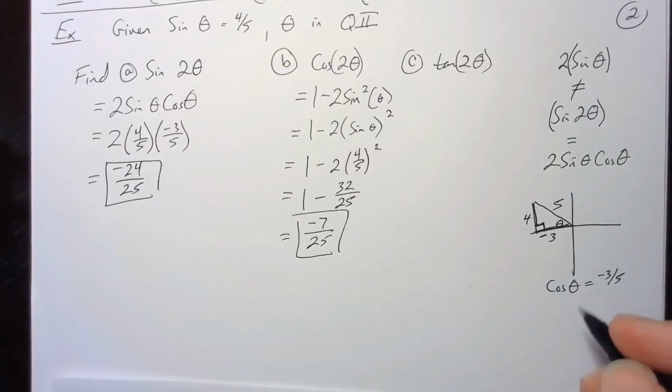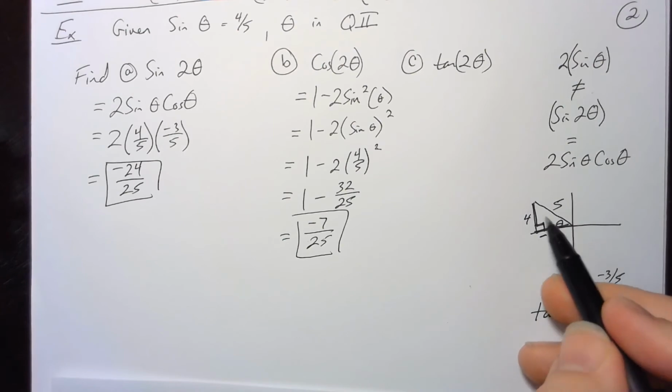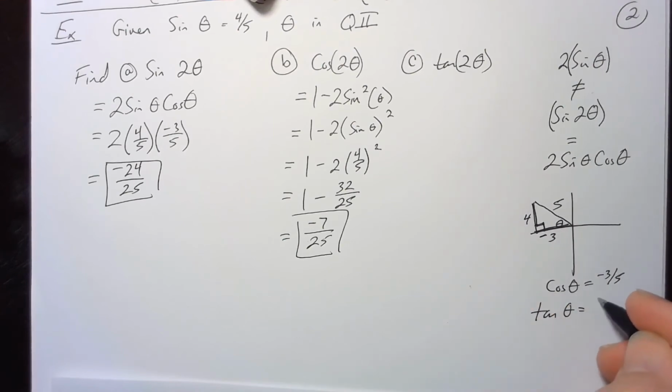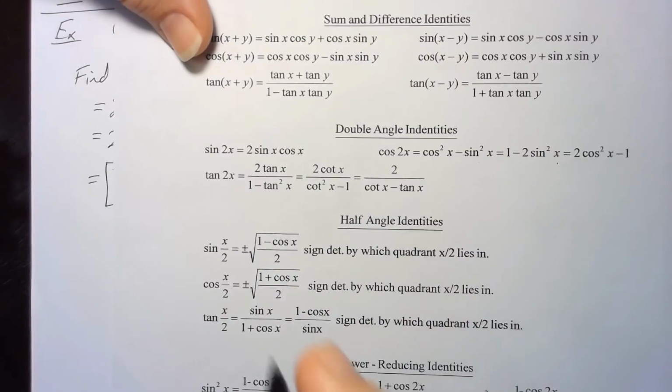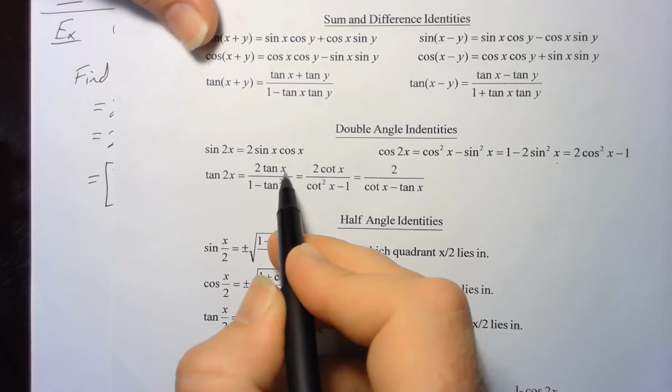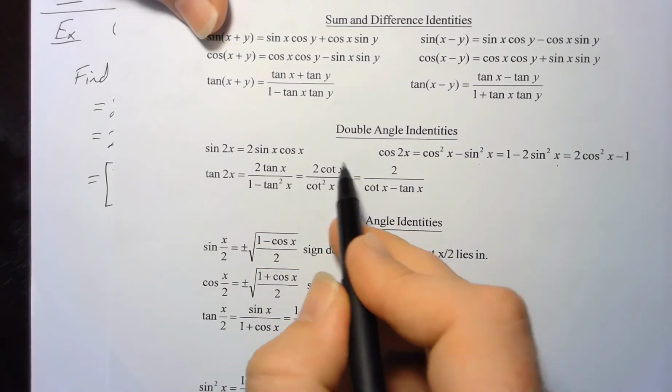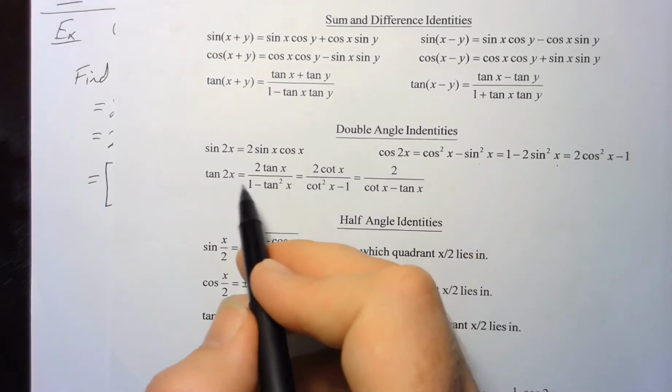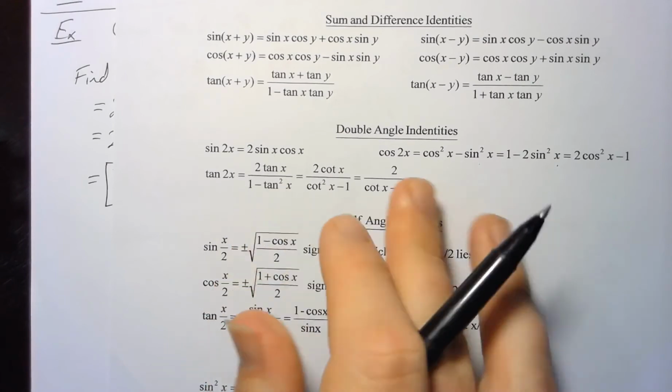So all I'm going to do here is find the tangent of theta in this particular example. Tangent of theta is opposite over adjacent, so 4 over -3, which can be written as -4/3 if you're so inclined. And I'm going to use this piece right here. Again, I could find cotangent and use this instead, or use this one instead, but I'm going to stick to the basic one that I can identify.